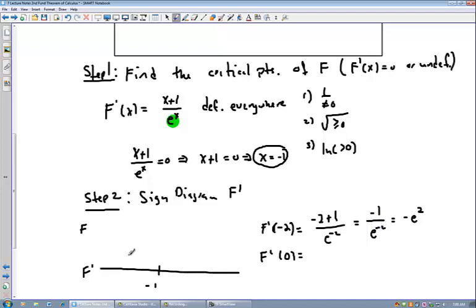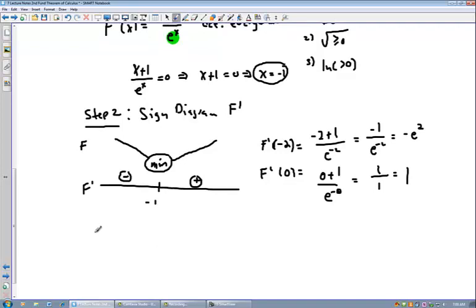And that's a negative number, so f prime is negative to the left of negative 1. Now I plug in 0, and I get 0 plus 1 over e to the negative 0. I'm just plugging in 0 for x right here. That's equal to 1 divided by e to the negative 0, which is just 1, so that's equal to positive 1, and so it's positive here. This tells me that f is most likely decreasing and then increasing, and then I also have a minimum here at negative 1.